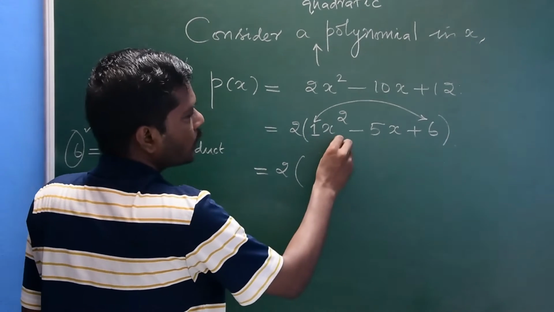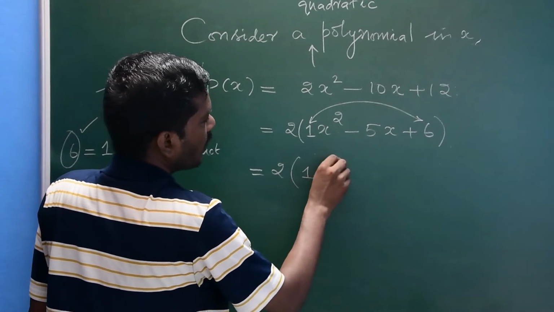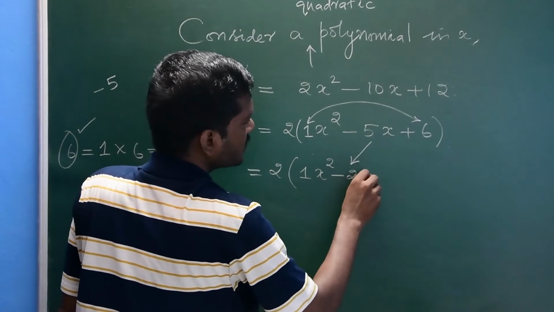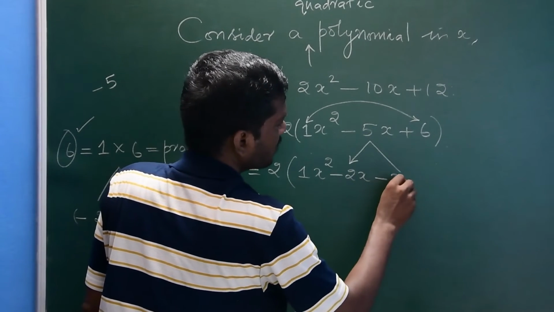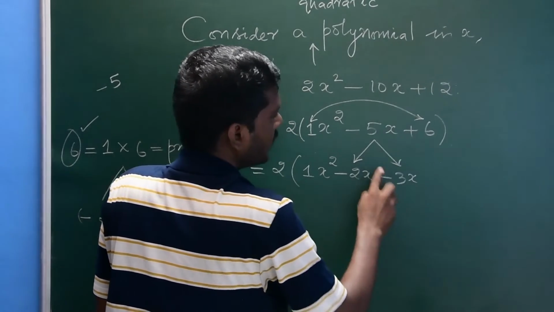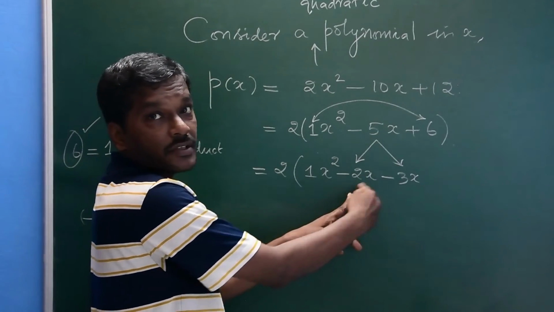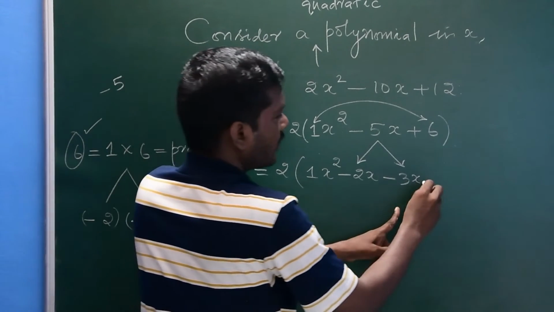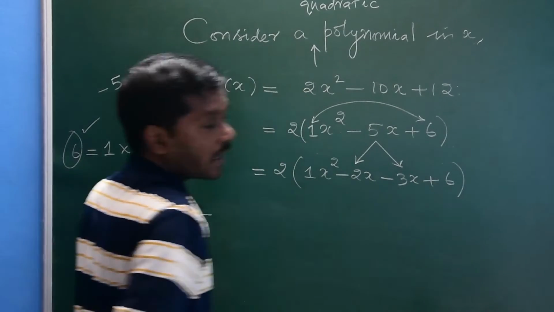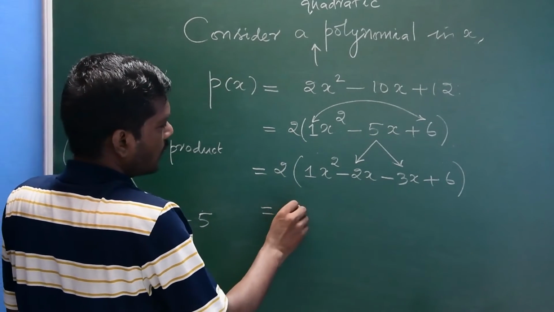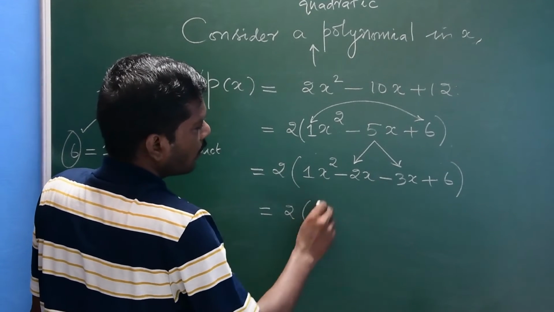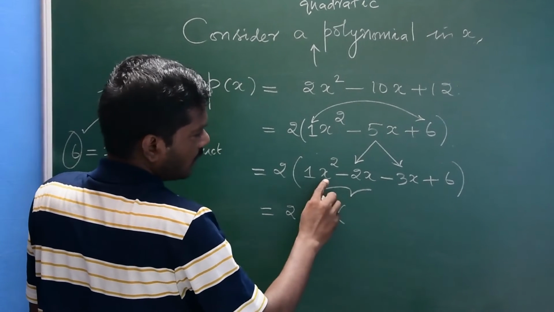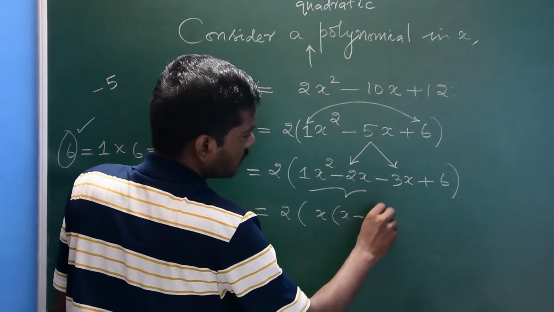So what I am going to do is write x square, and split this minus 5x into minus 2x, minus 3x. Of course, you can swap if necessary. Then this is plus 6. Now, from the first two terms, what is in common? x is in common. So you can take x common, leaving x minus 2.